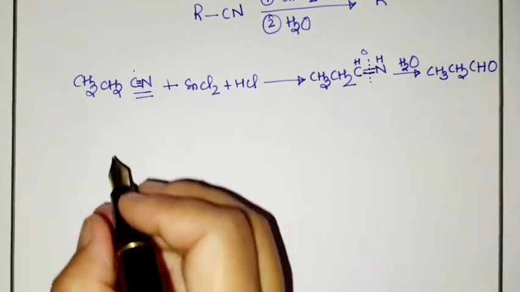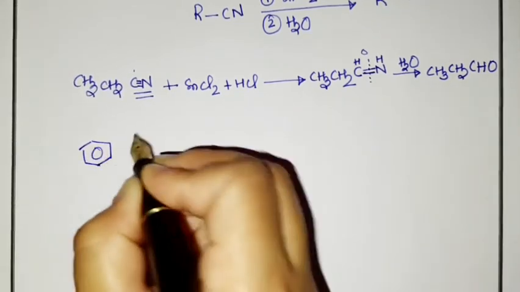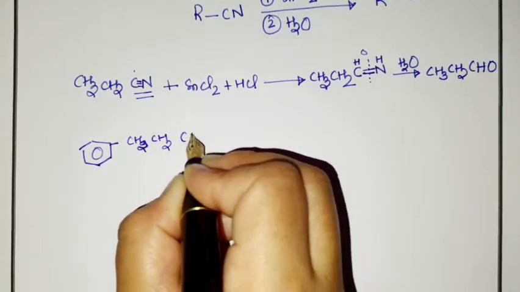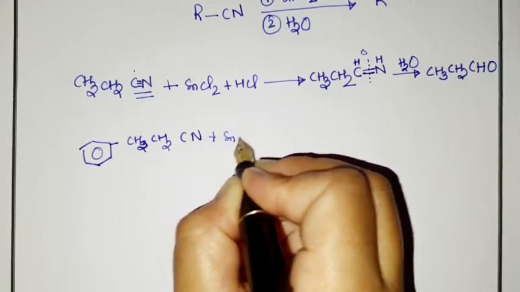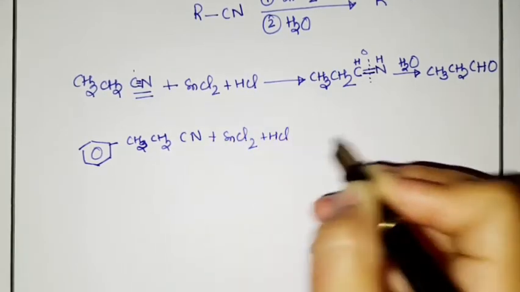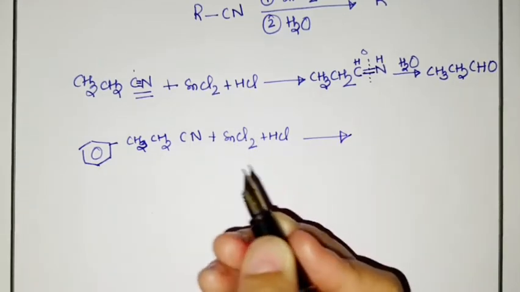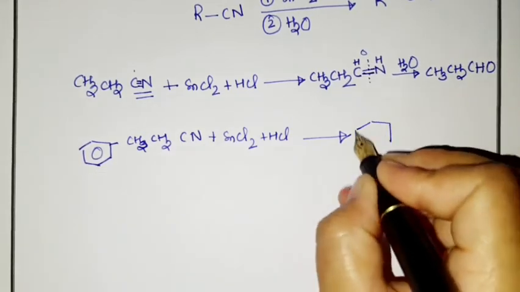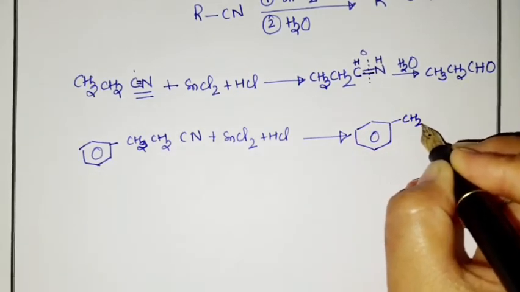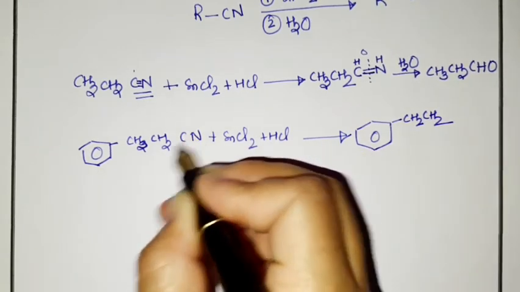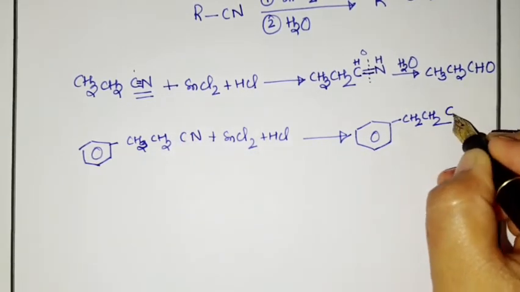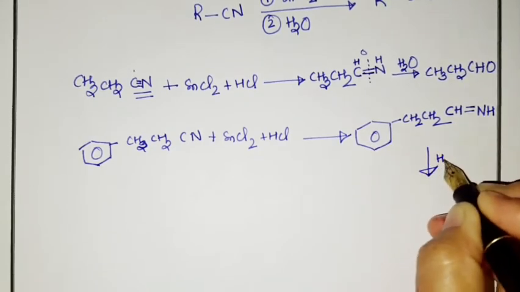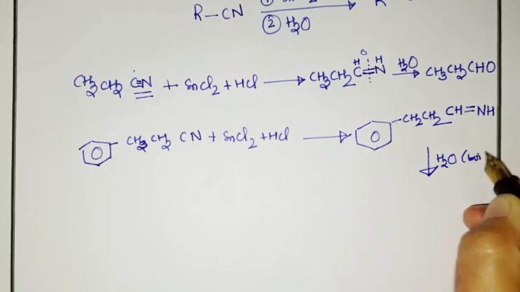Similarly, if we do CH3, CH2, CH2 and CN, again a triple bond, with stannous chloride and HCl, what will happen? The corresponding imine will form. The benzene ring stays the same, the CH2 group the same, and the other CH2 group the same. Now at the C triple bond, one molecule of hydrogen adds and we get the imine, CH double bonded to NH, right? And upon hydrolysis, what happens? Okay, nothing will change.